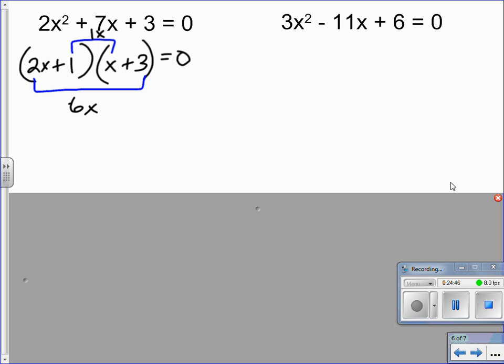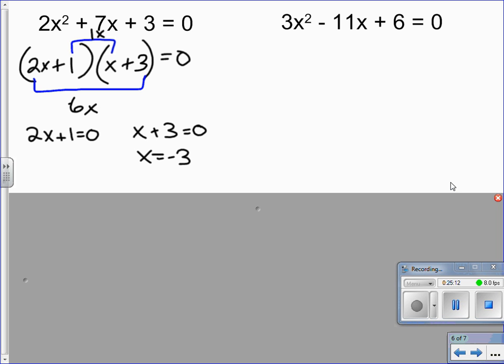Double check that everything is working. So like refoil in your head. You don't have to write it all out, but you should be really good at foiling, making sure everything works out, and then set your factors equal to 0. This factor of x plus 3 works out pretty slick. x equals -3.